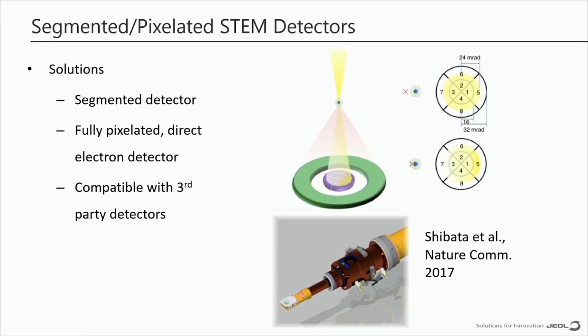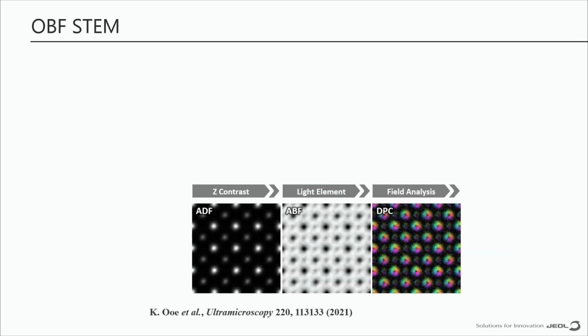There are segmented detectors, which are exactly what they sound like. In this case, this is an 8-segmented detector, and you can read out each segment individually. So what this allows you to do are, again, various things. You can get the signal from each segment independently. You can do mathematical functions within each segment or to the segments, add them together, subtract them apart.